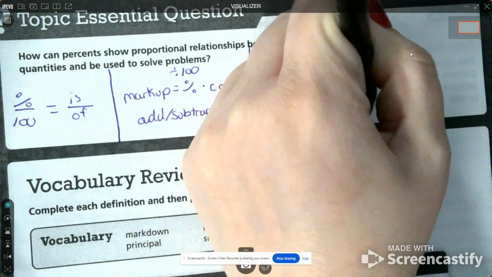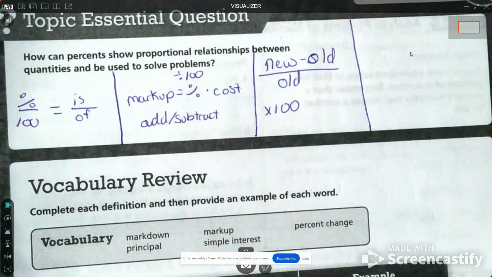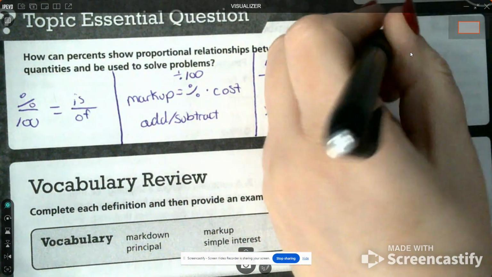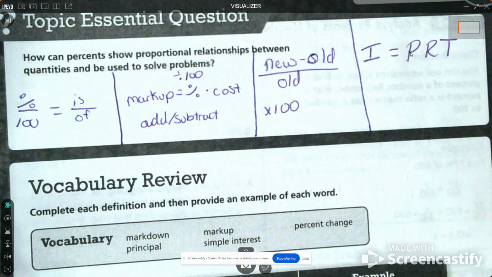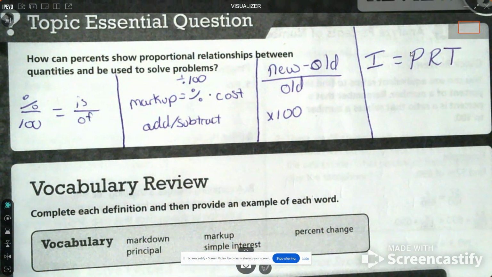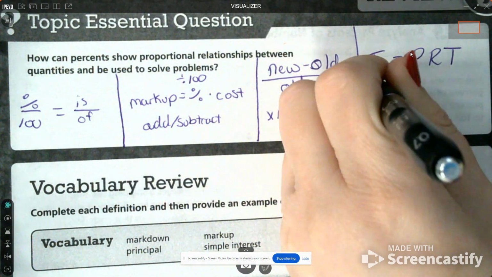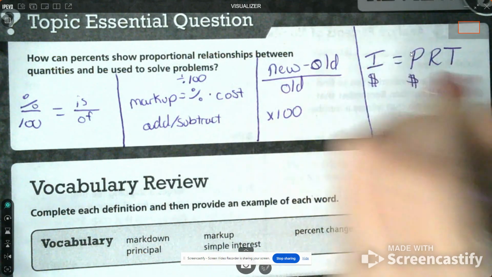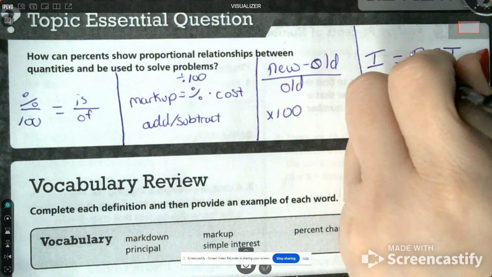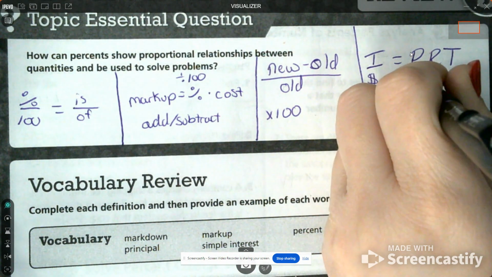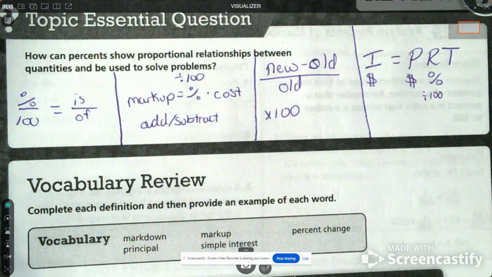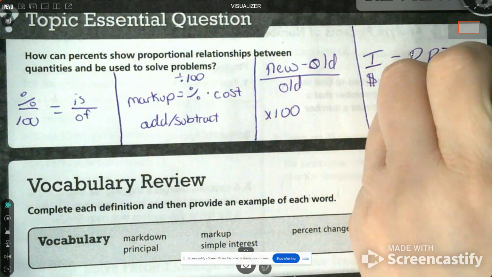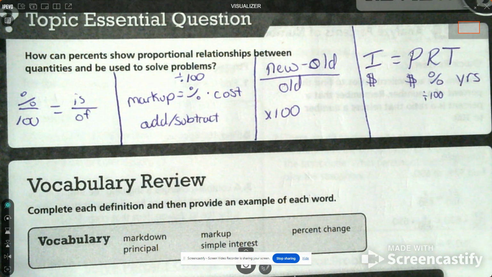And the last thing that we did right before I was out on Wednesday is we did I equals P R T, which is the simple interest problem. We know the interest is money, the principal is money, the rate is always a percent that you have to divide by 100 to be able to use it in the problem, and the time always has to be years.